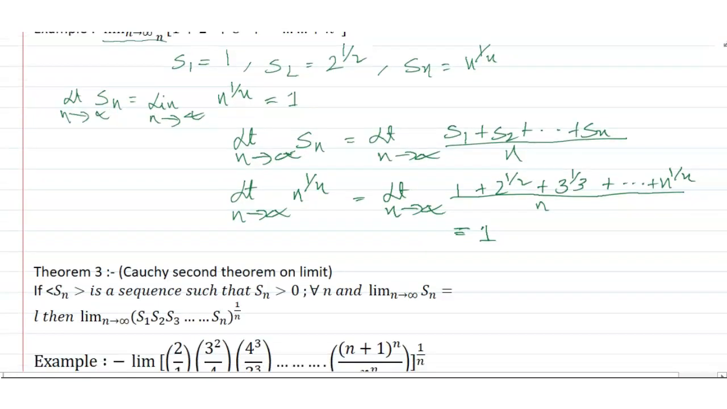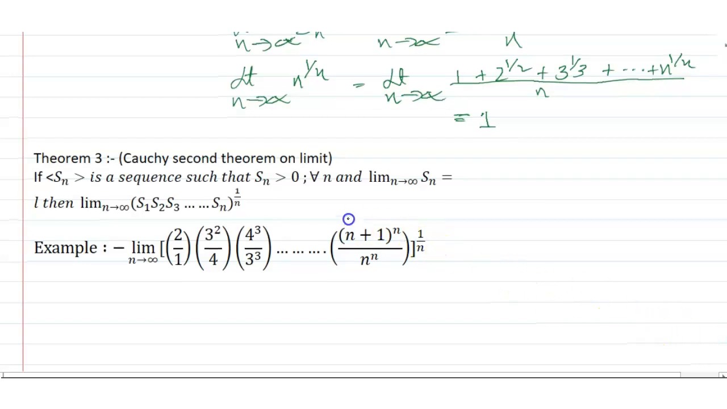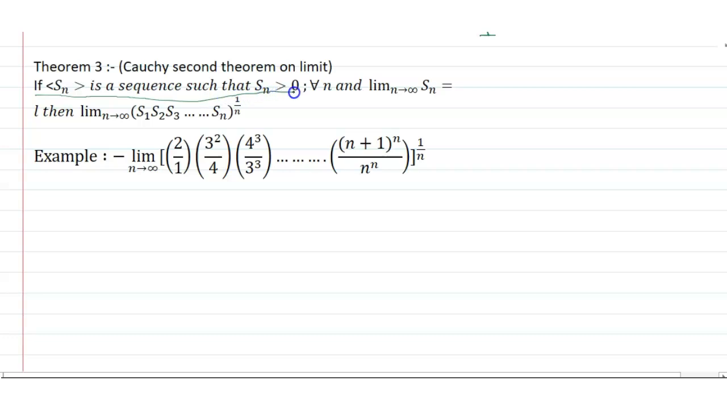Next problem is Cauchy's second theorem on limits. Cauchy's second theorem on limits is that if Sn is a sequence such that Sn is greater than 0 for all n and limit n tends to infinity Sn equals L, then limit n tends to infinity (S1 S2 up to Sn) to the power 1 by n equals L. This value I have to find out. Now, for example, limit n tends to infinity (2 by 1, 3 square by 2 square, 4 cube by 3 cube, up to this way) to the power 1 by n.